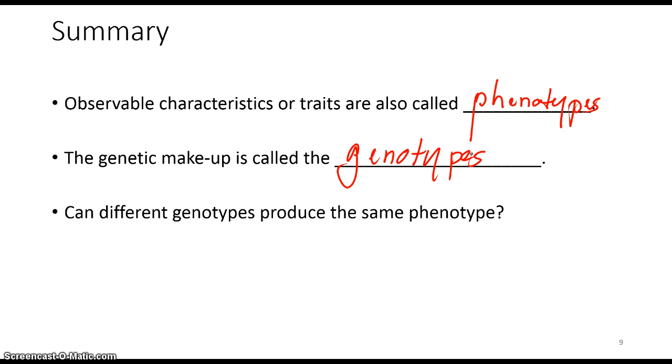The next question. Can different genotypes produce the same phenotype? What is the answer? Yes, the answer should be yes. You still remember previously the purple flower? It can be big PP, which gives you a purple flower, or it can be big P, small p. Okay, this is the end of video 1.